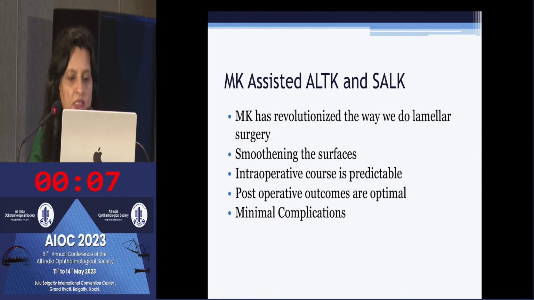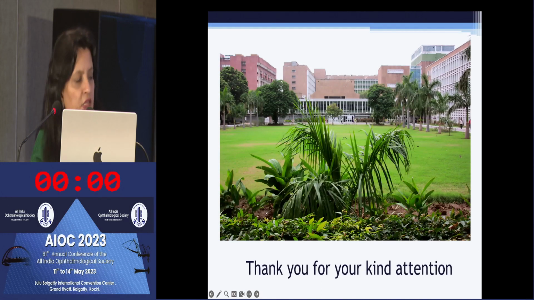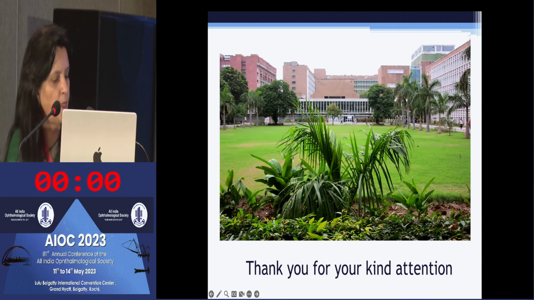So both microkeratome assisted ALTK and SALK, I think microkeratome is one thing which has revolutionized the way we do lamellar surgery, not only for anterior lamellar keratoplasty, but it has taught us how to do even endothelial keratoplasty, something that we were not doing earlier. It is about smoothening the surfaces. The intraoperative course is more or less predictable. The postoperative outcomes are optimal, and there are hardly any complications. Thank you very much for your kind attention.